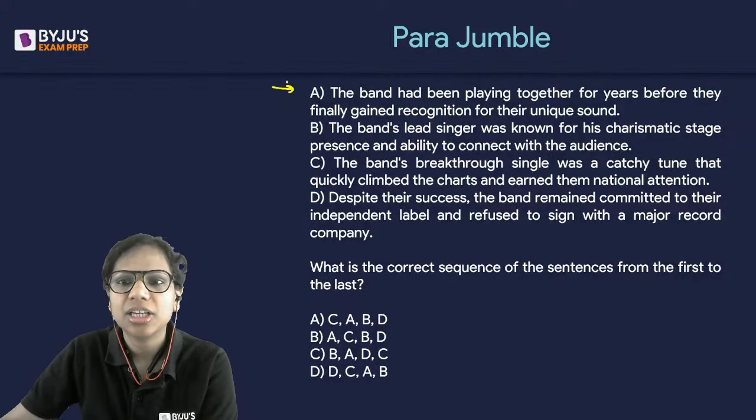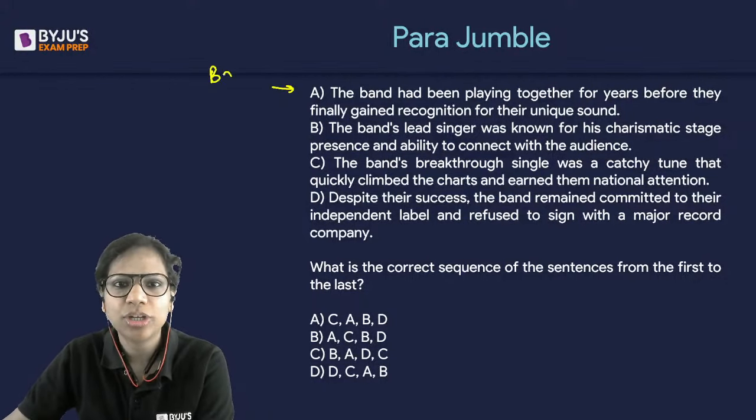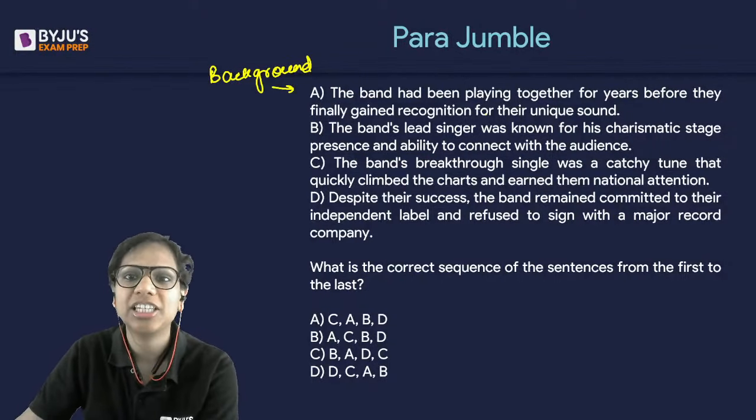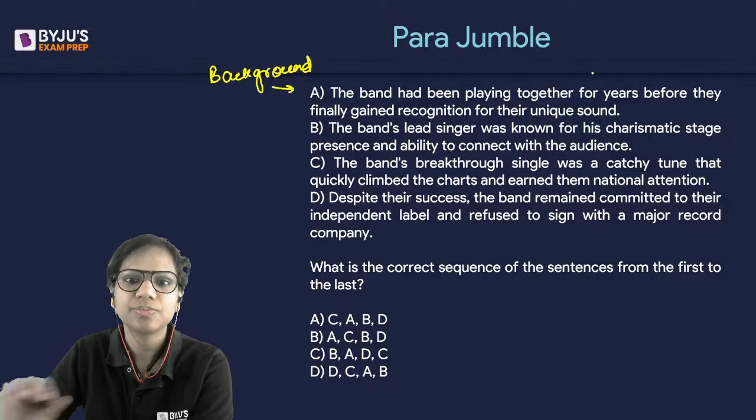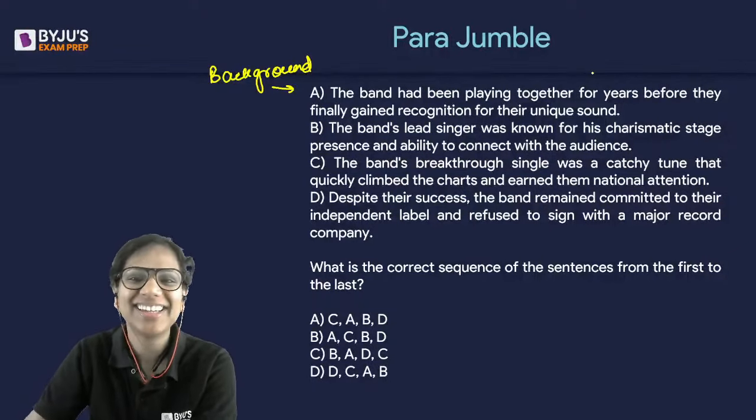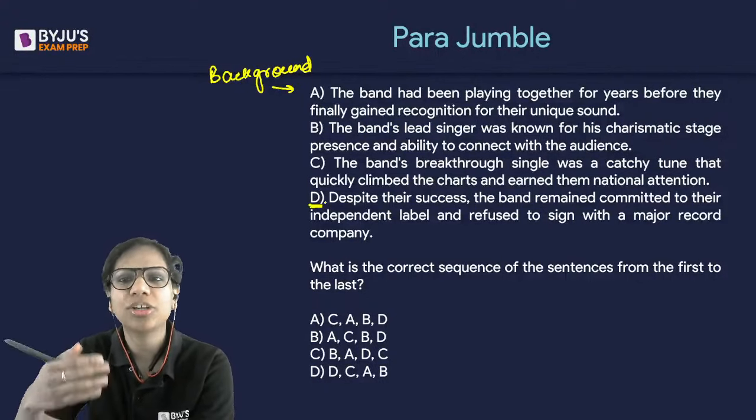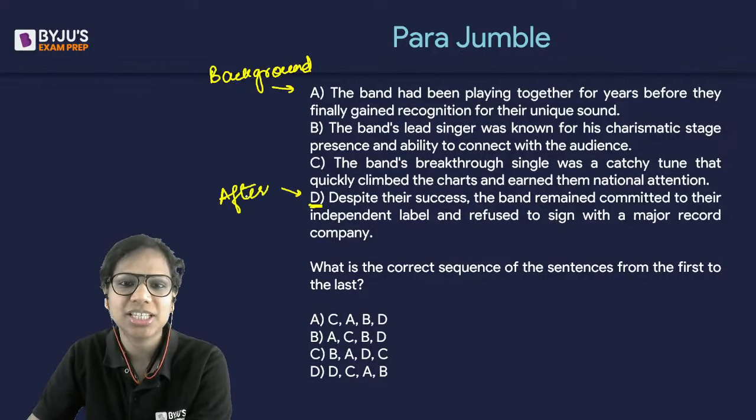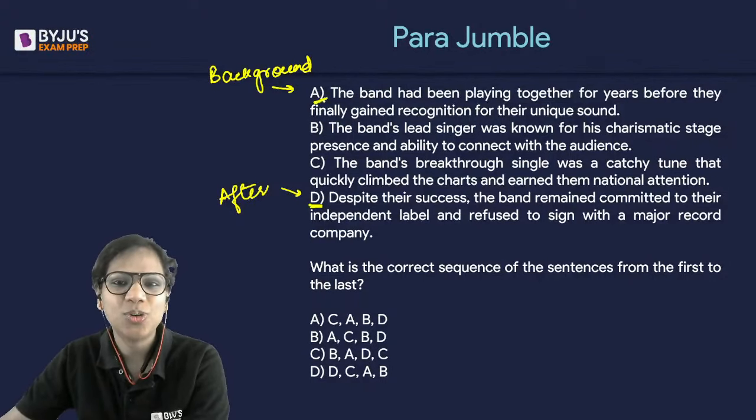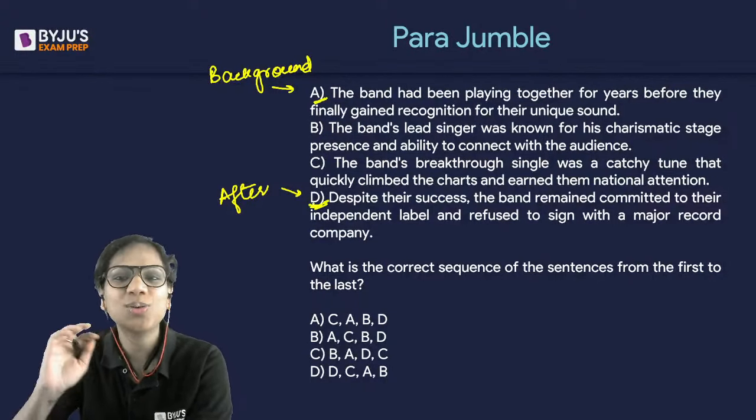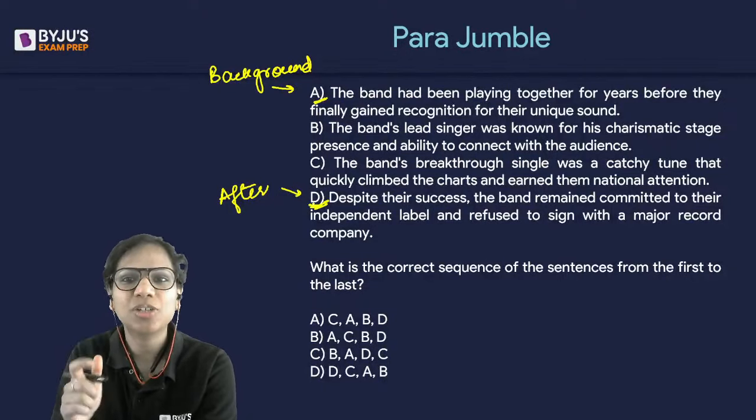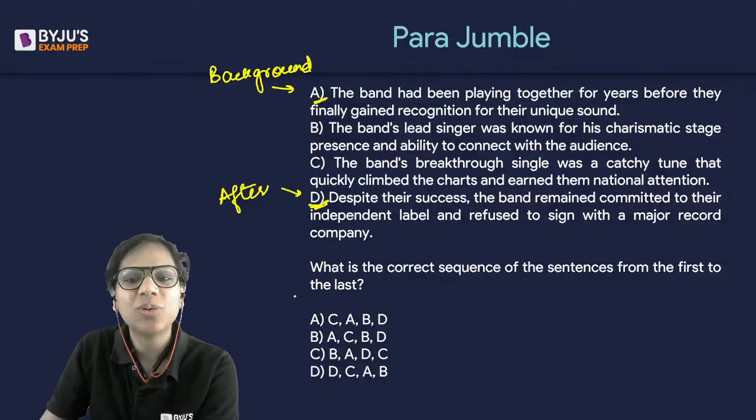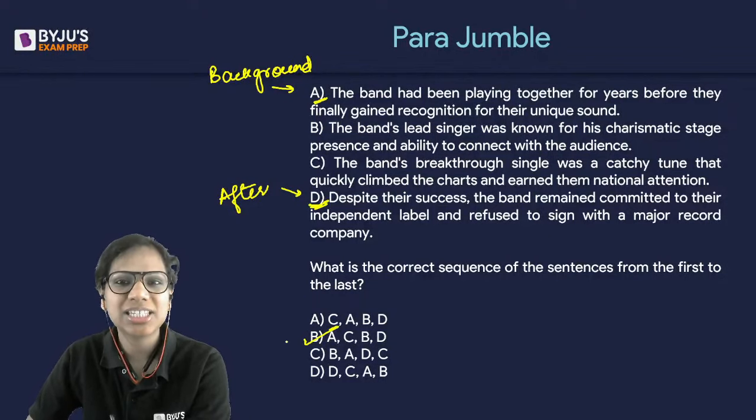In sentence A, we are talking about the band's background, that they had been playing together for years before they finally gained recognition for their unique sound. So this is the pre-recognition era, right? And if you look at D, we are talking about what happened after they gained success. So it looks like A should be the opening sentence and D should be the closing sentence, and the part in between should talk about their success. There's only one such option that fits this criteria.